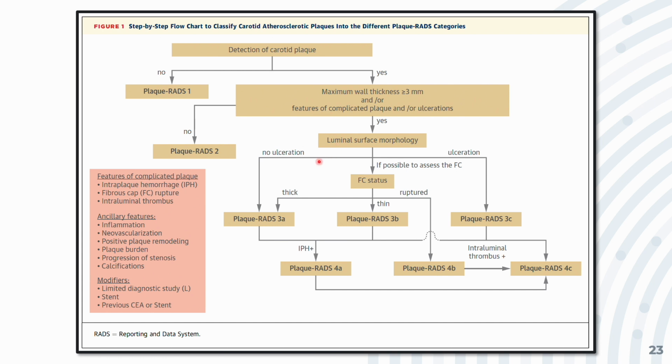And depending on the absence or presence of ulceration, as well as the thickness of the fibrous cap, this would place the carotid plaque in a score of 3. Finally, the highest score on the Plaque RADS scale is 4, and for those plaque that have morphology with high risk, including intraplaque hemorrhage, ruptured plaque, or intraluminal thrombus, these features would place the plaque as having a Plaque RADS score of 4.